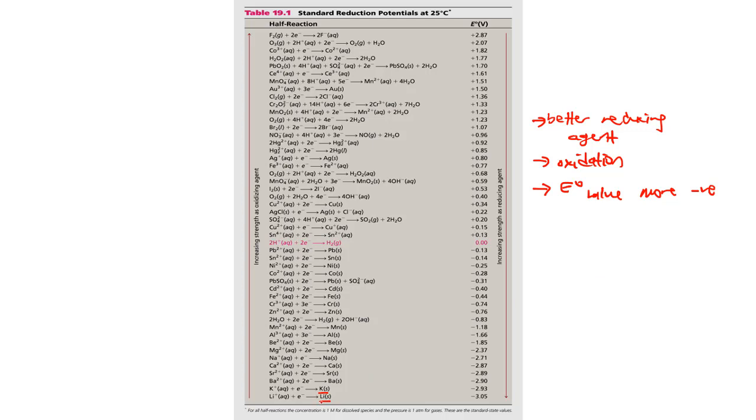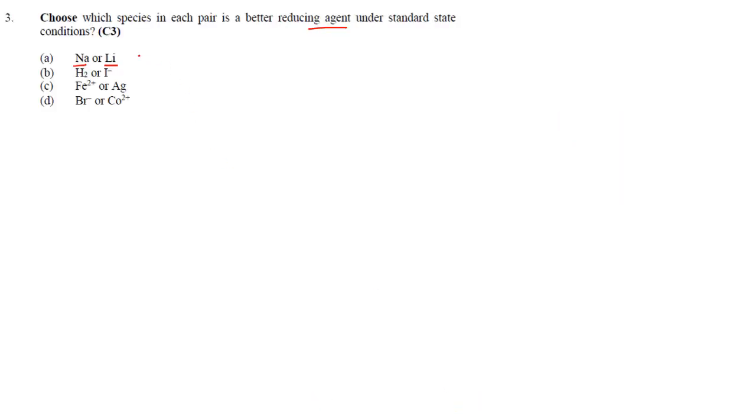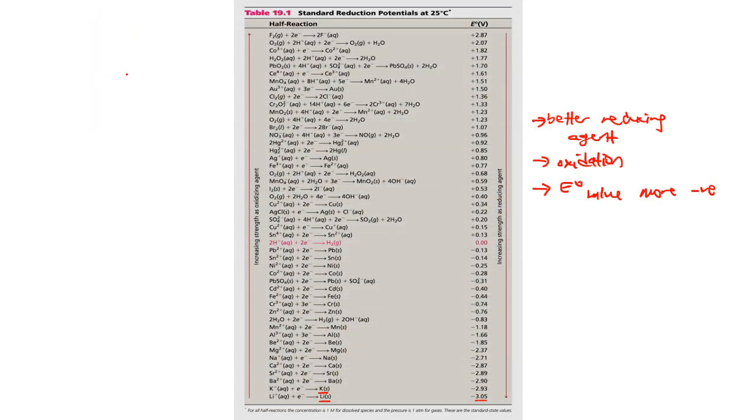Reducing species adalah species di sebelah kanan dalam kita punya half equation ni. Dan siapa is a better reducing agent, kita tengok the E naught value tu. For example the first one untuk lithium dengan potassium, lithium punya E naught value lebih negatif. That means lithium solid tu prefers oxidation. Dia adalah better reducing agent. So for the first question tu, the answer adalah lithium. Second one dia tanya hydrogen gas or iodine. So kita tengok dekat kita punya equation sini.